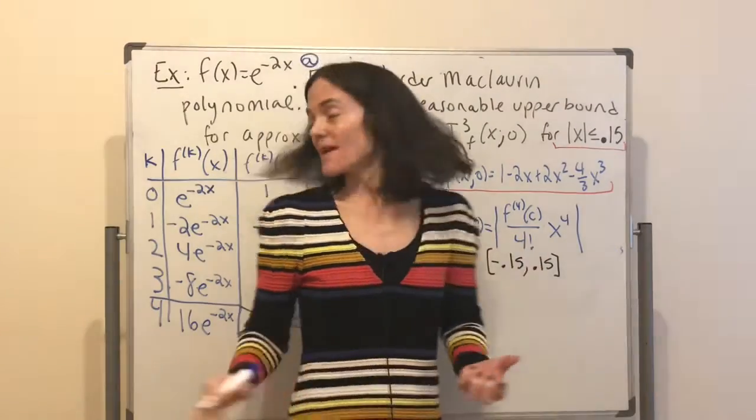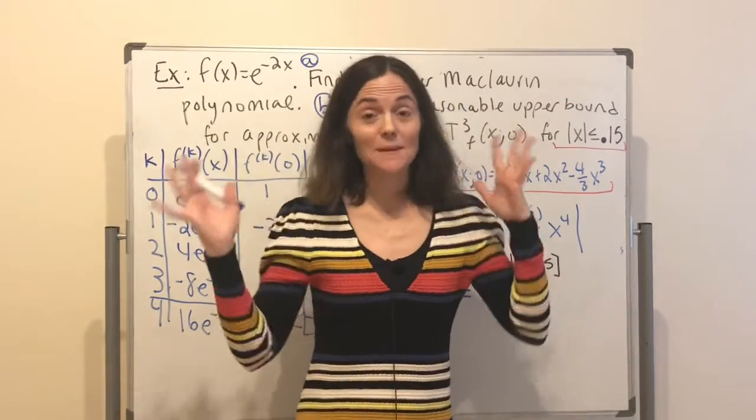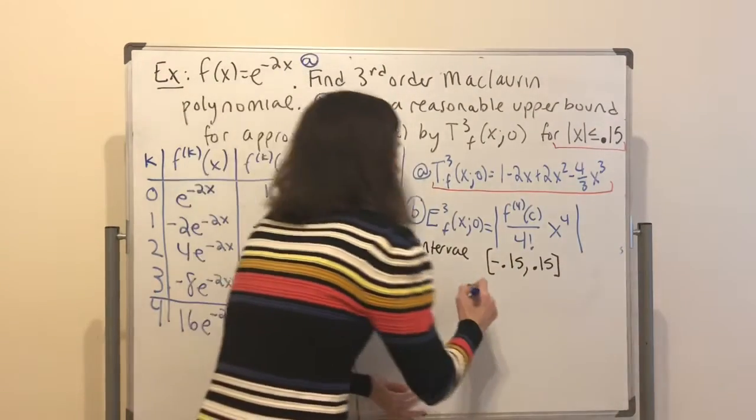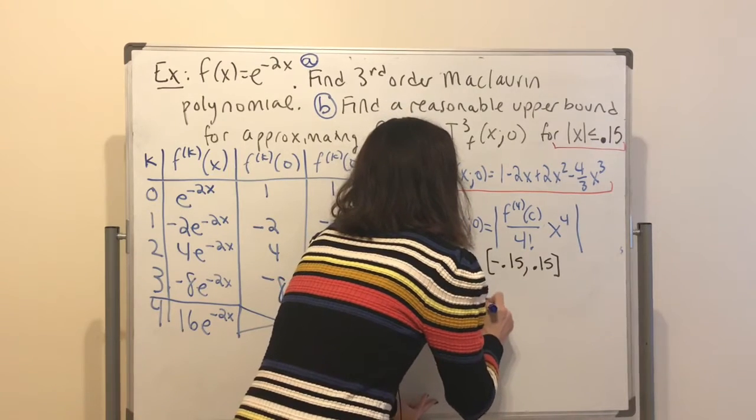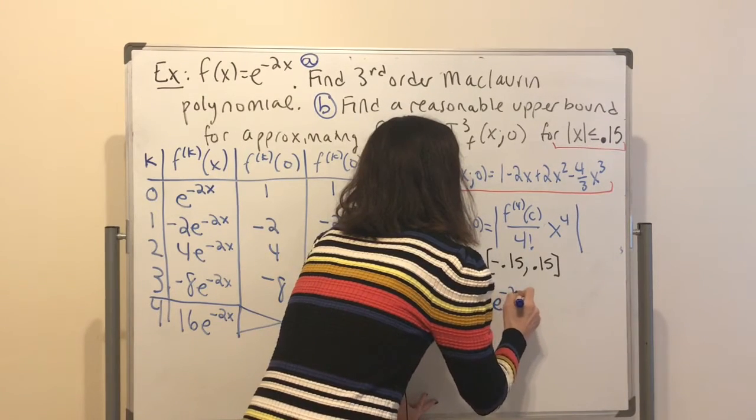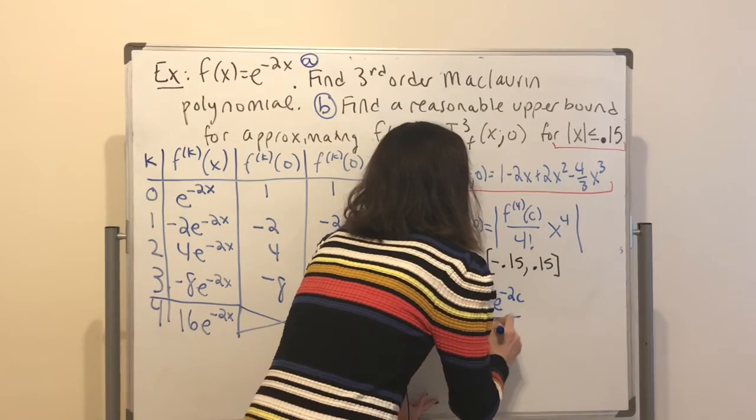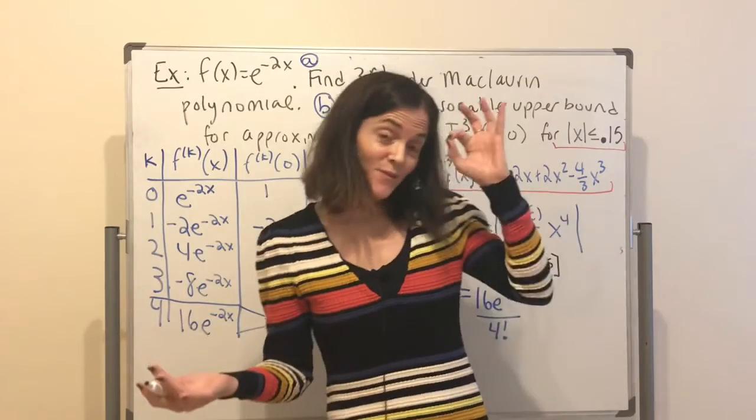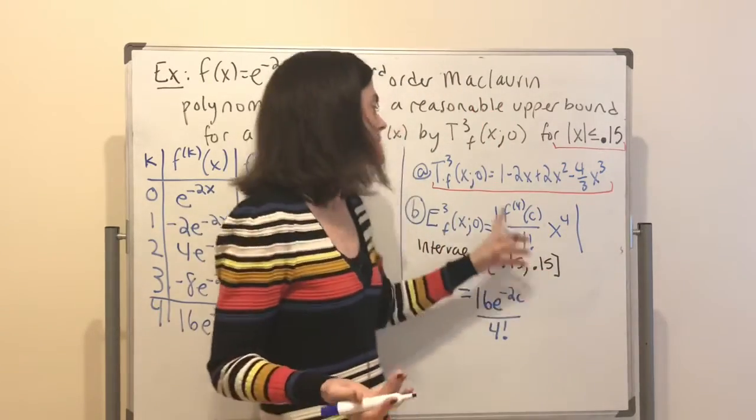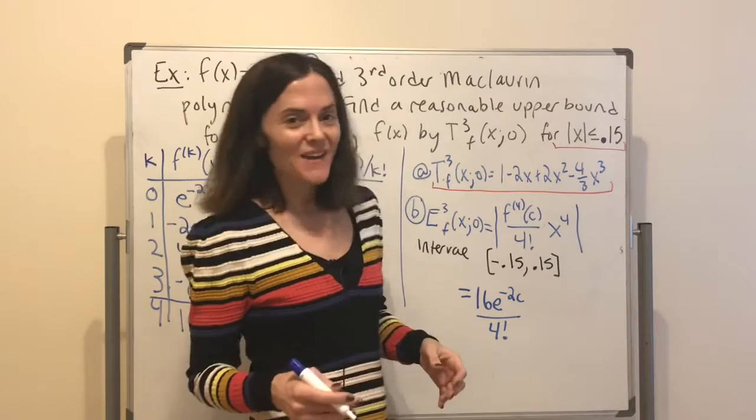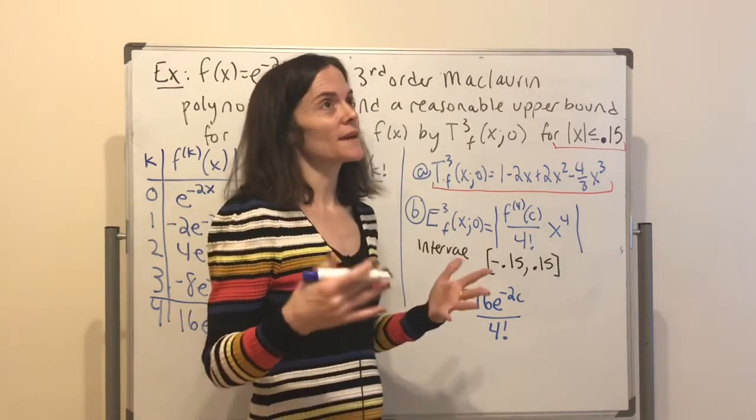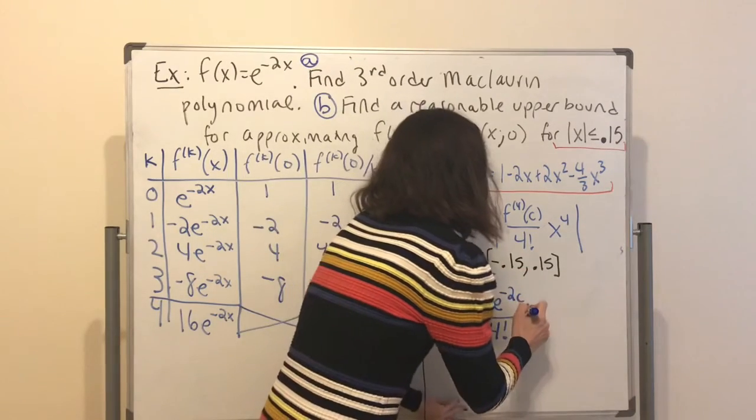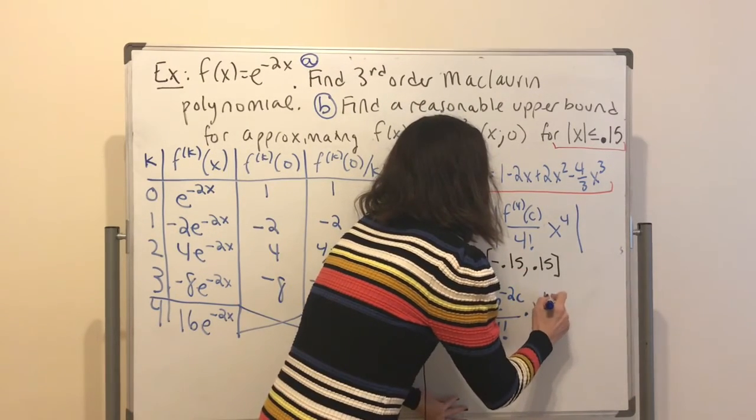Well, my fourth derivative is 16e to the minus 2x, right? And this is always positive. So this would be 16e to the minus 2c over 4 factorial. Okay, and then I have a fourth power, x to the fourth, which is always non-negative. So again, just like in the last one when I had a fourth power, I don't have to worry about absolute values. Or I could leave them, but it doesn't really change anything. So this would be times x to the fourth.